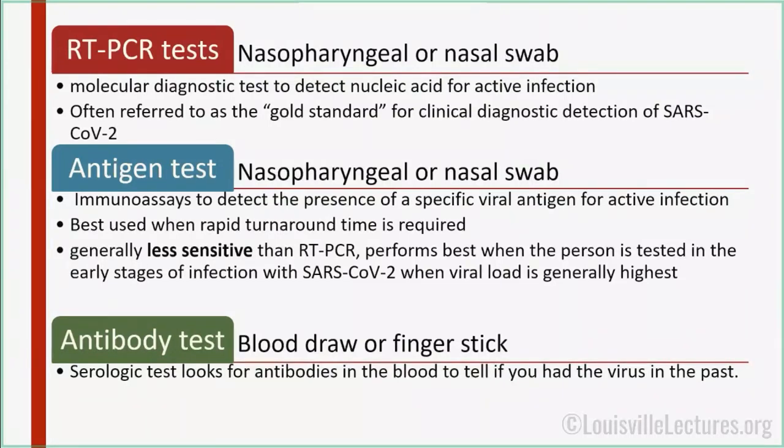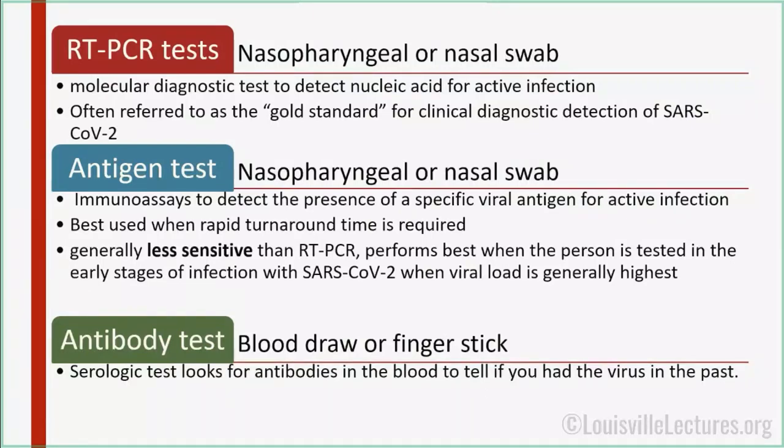The other test is an antigen test. This test uses immunoassays to detect a specific antigen that would be present for an active infection. Now, the sensitivity of this is less than that of the PCR, but it's still relatively high. It's around 90%. The test really performs best when the person is tested in the early stages of infection, and that's usually when the viral load is generally the highest. One of the advantages of the antigen test is that it does have a very rapid turnaround time, as opposed to the RT-PCR test.